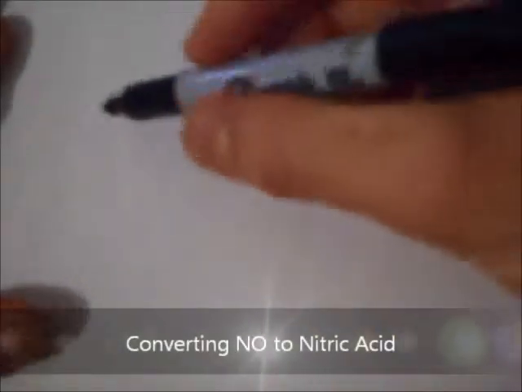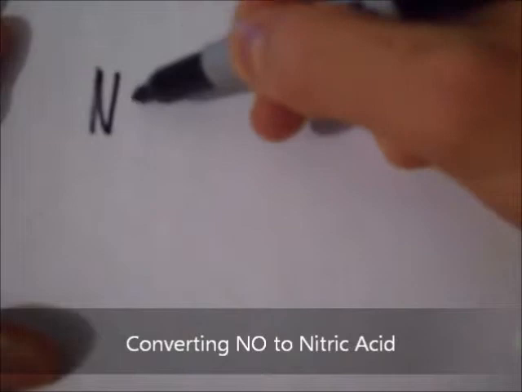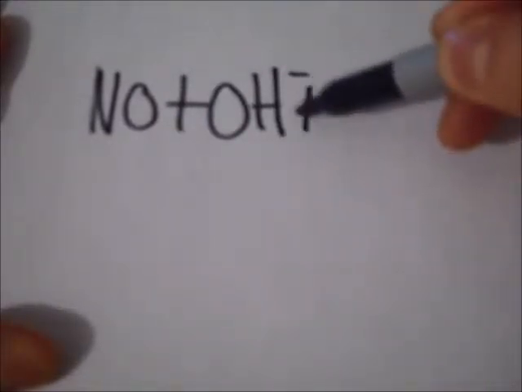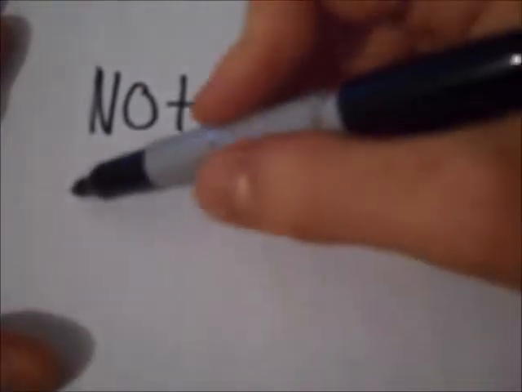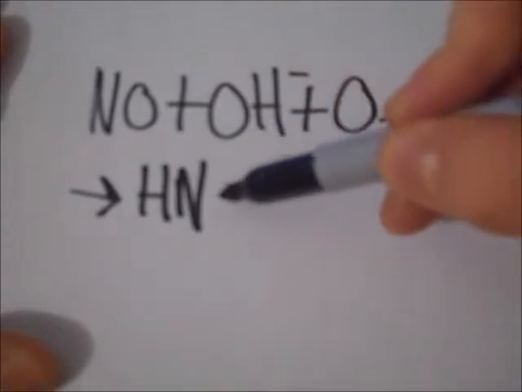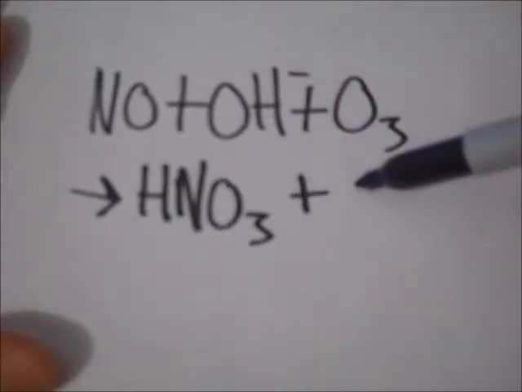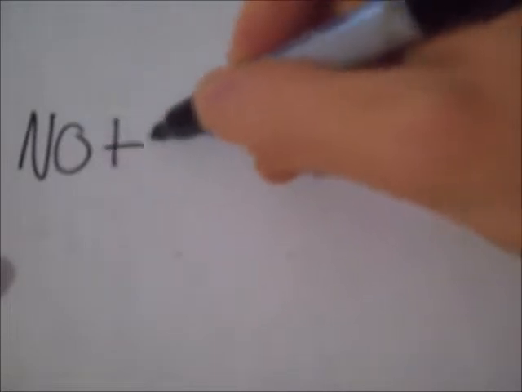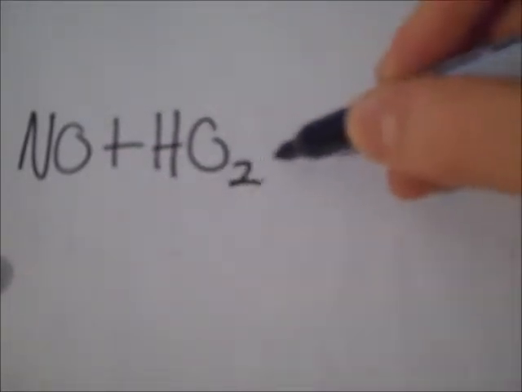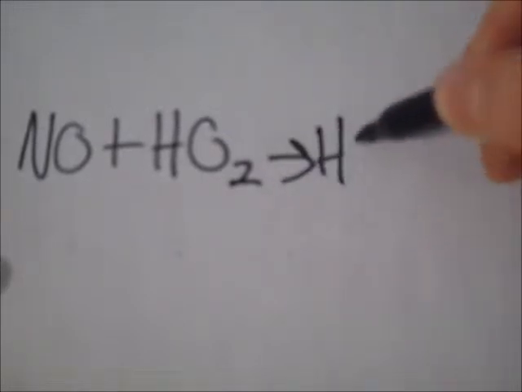On the other hand, nitric oxide can be converted to nitric acid by one of two ways. First, nitric oxide can react with hydroxide ions in the atmosphere, along with ozone, to form nitric acid and oxygen molecules. Secondly, nitric oxide can react with hydrogen dioxide to directly form nitric acid.